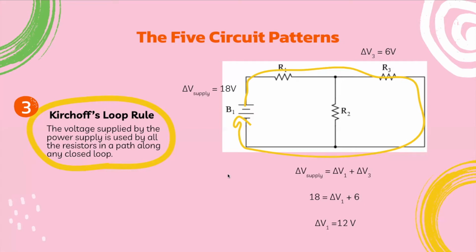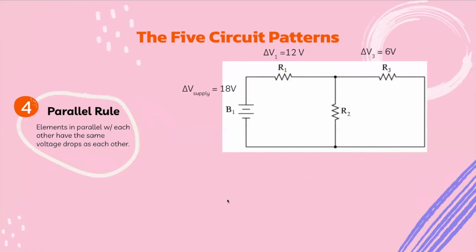Rule 4 is the parallel rule, and we're going to stick with the same picture. For the parallel rule, let's say that I knew the 12 volts, right? I knew that from before. Now let's find the voltage drop over R2. The voltage drop tells you how much energy is used by the second resistor.